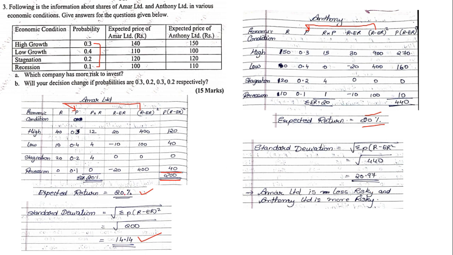Now when we compare both, the expected returns are same, so no issues wherever you invest, but as per the standard deviation, Amar is much less risky as compared to Anthony. So Anthony is more risky. The question there was, which company has more risk? So the answer will be Anthony Limited has more risk. So that's the first part of the solution. You all can go through it once and then we'll start with the second part of the question.